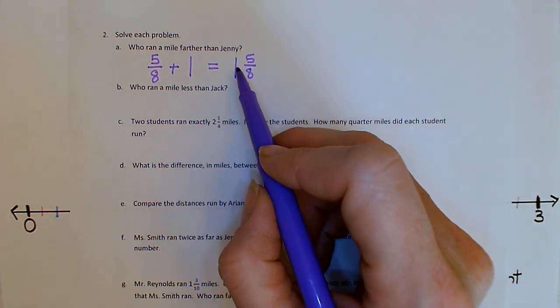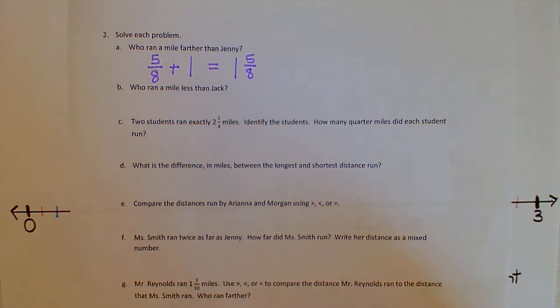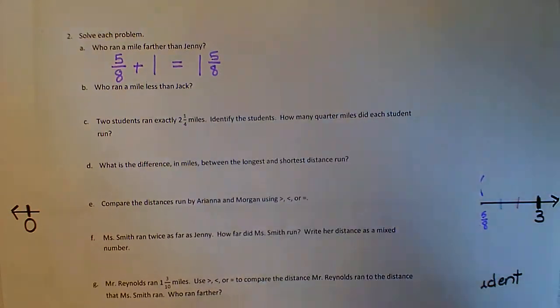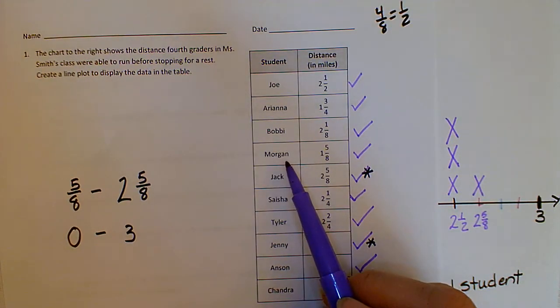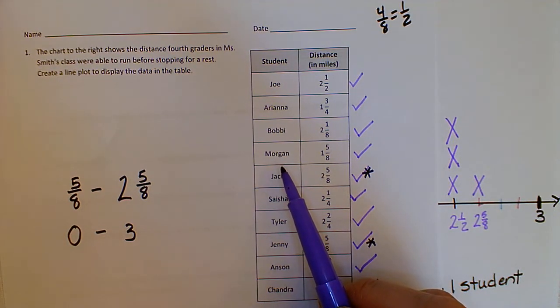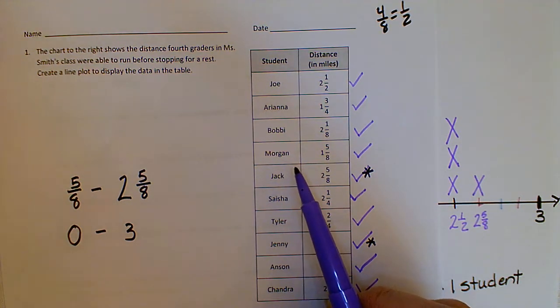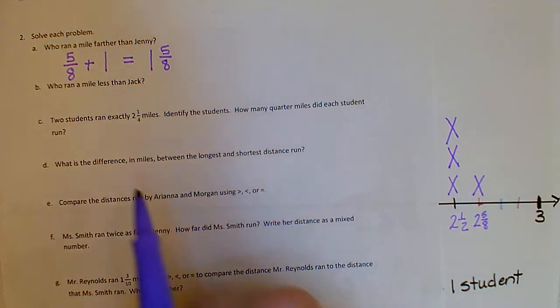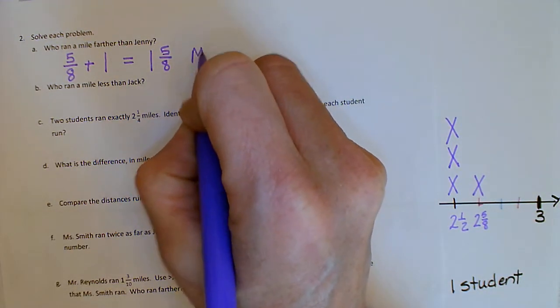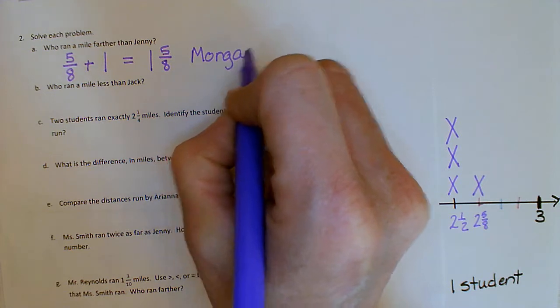So now we have to figure out, though, who ran 1 5/8 mile. So I'm going to go ahead and grab my data because we need a name. We don't just need the number, we need the name. So let's go ahead and look for who ran 1 5/8. And I see that Morgan ran 1 5/8 miles. So I'm looking here and Morgan ran 1 5/8 miles, and I want to go ahead and write that down next to the answer. And there we have Morgan.